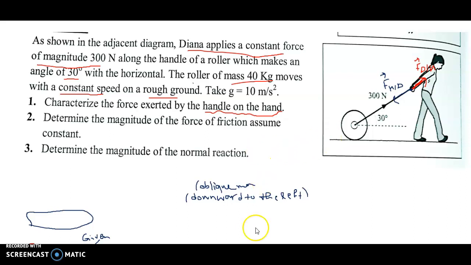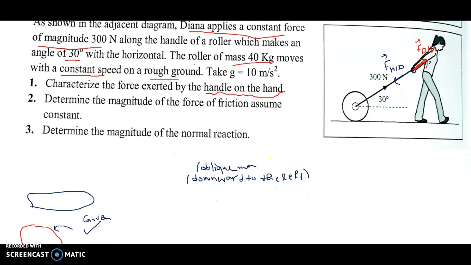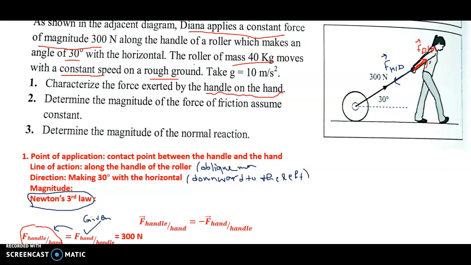Now characterize the force exerted by the handle on the hand. So there are four characteristics. Point of application, which is the contact point between the handle and the hand. Line of action is along the handle of the roller, which is an oblique line. Direction, making 30 degrees with the horizontal, and it's directed downward to the left.